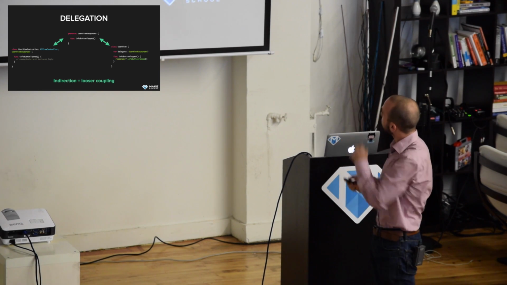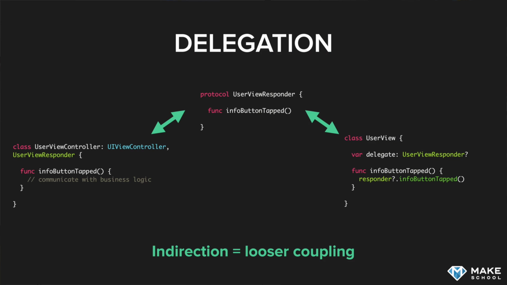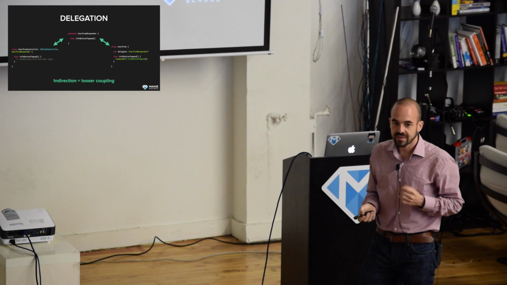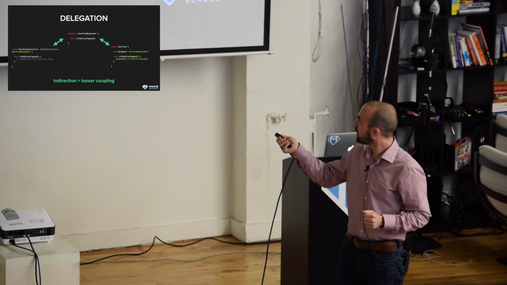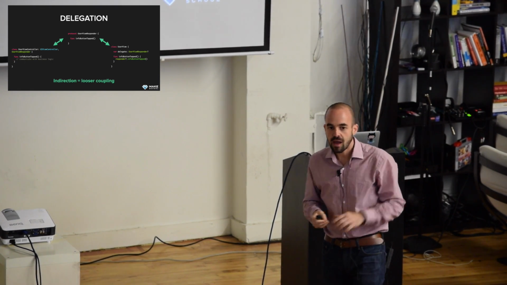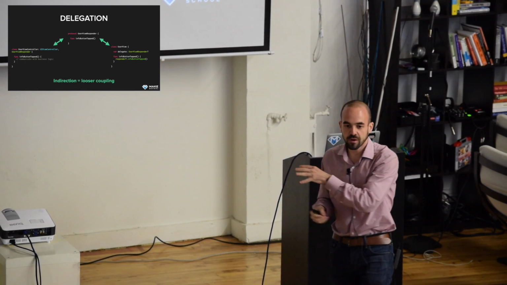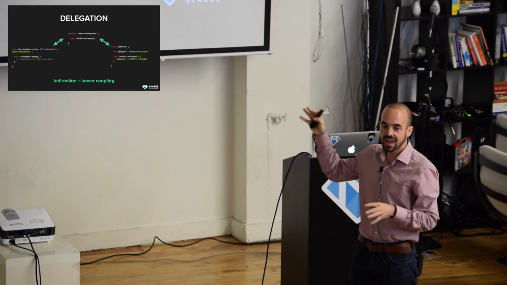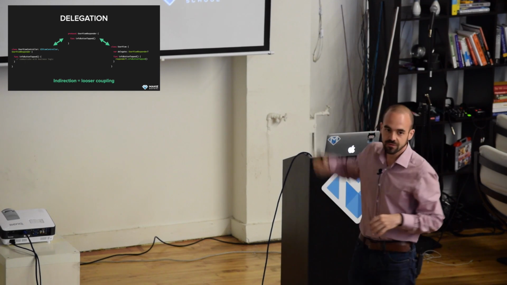And on the user view side, you now no longer have a reference to exactly this class. Instead, you have a reference to anything that conforms to user view responder. So the type of the variable is now the protocol and no longer the concrete type that you're actually talking to. Now an arbitrary amount of classes could implement this protocol, and you could easily exchange which class is now actually communicating with the user view.